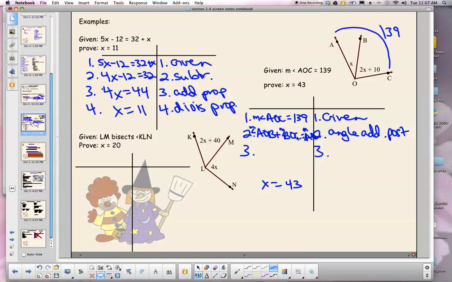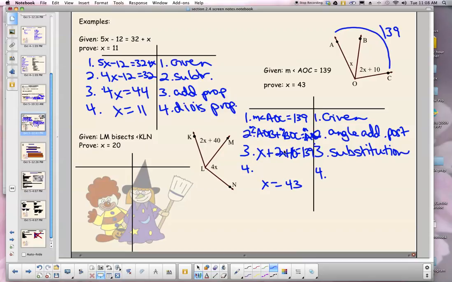And now, AOC I know is 139. What property allows me to take out the AOC and put in 139? Do you remember? That would be substitution. Remember, substitution says if two things are equal to each other, you can take one out and replace it with the other. AOB is made up of x, and BOC is made up of 2x plus 10. All of a sudden, I now have an algebra problem.